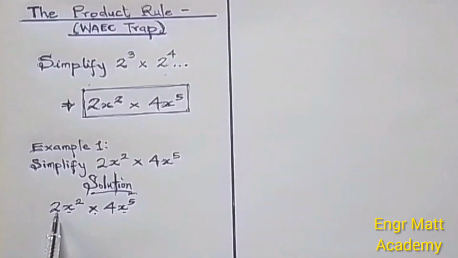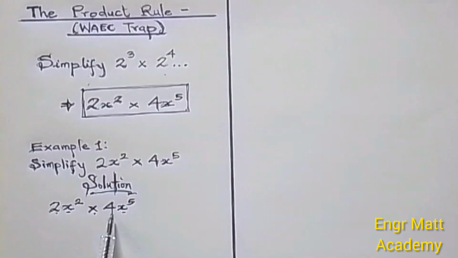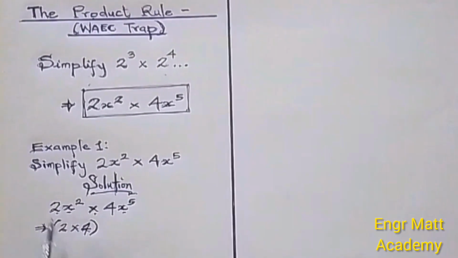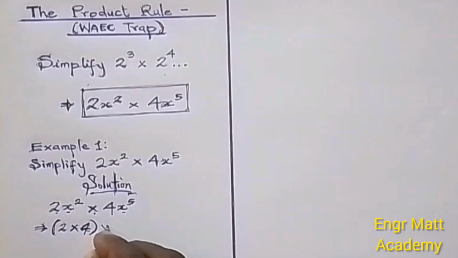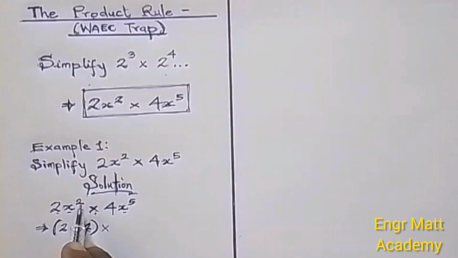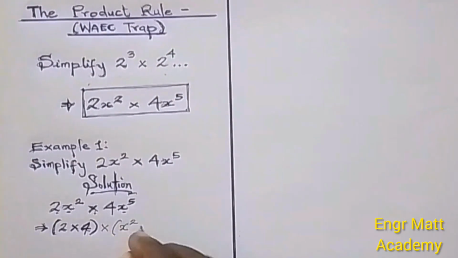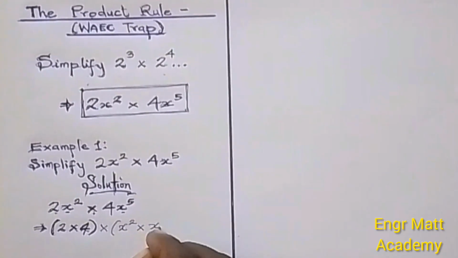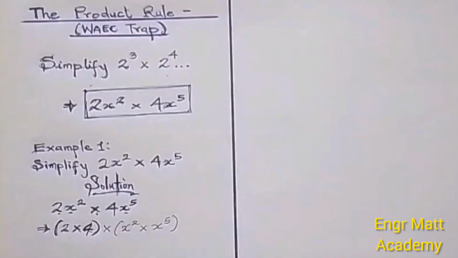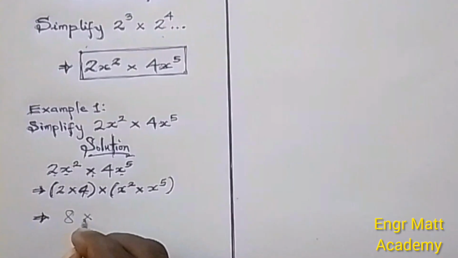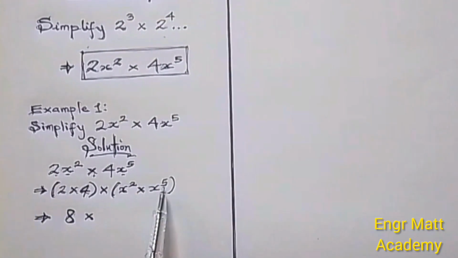So how do we handle this 2 and this 4? We will handle them separately. How? Like this: 2 times 4 times x squared times x to the 5th power. 2 times 4 is 8. So we have 8 times x squared times x to the power of 5.